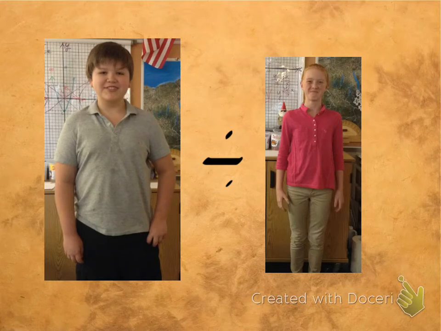So what we're doing is we're doing Trey divided by Molly. In other words, we're saying how many Mollys would it take to make a Trey? Well, Trey's a little bit taller, and he's a guy. So obviously Molly would go into Trey more than once. Now, the way we're going to do this is fractions, though, okay?